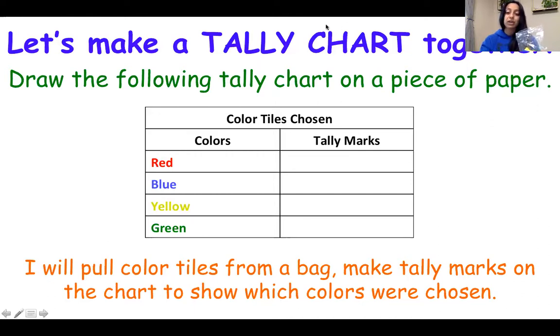So I'm gonna stop sharing for a moment so that you can focus on me. So you already have your tally chart made. As I pull color tiles, you're gonna make tally marks next to the color that I pull. Here I go. Here's the first one. Green. I pulled a green color tile. So go ahead and make a tally mark next to green.